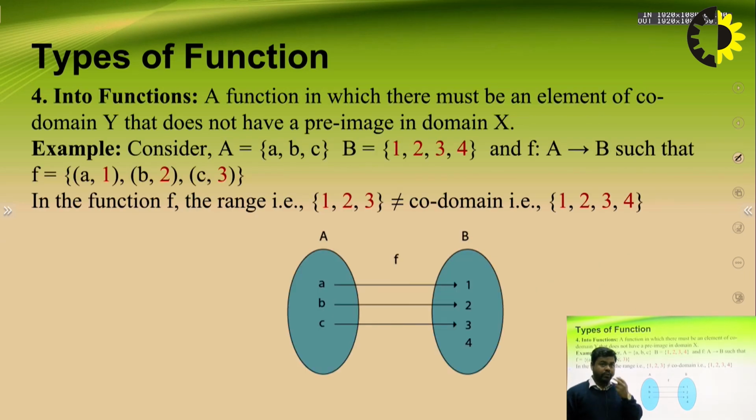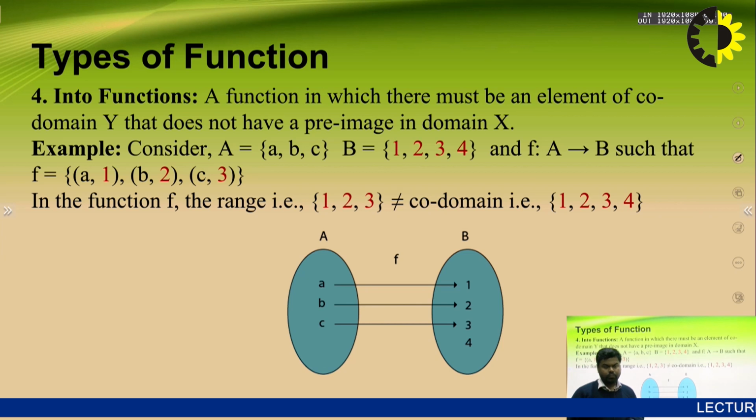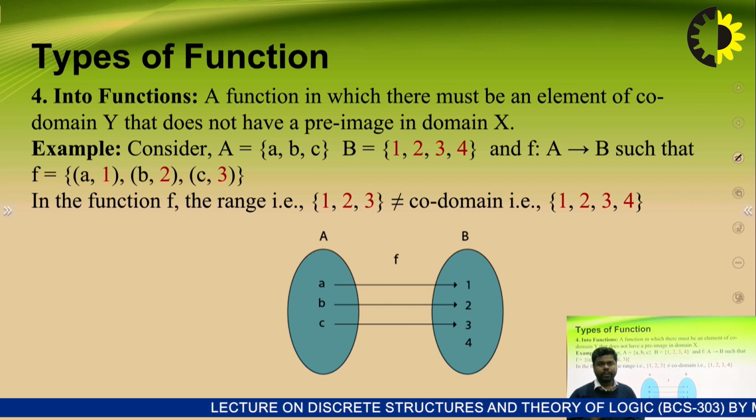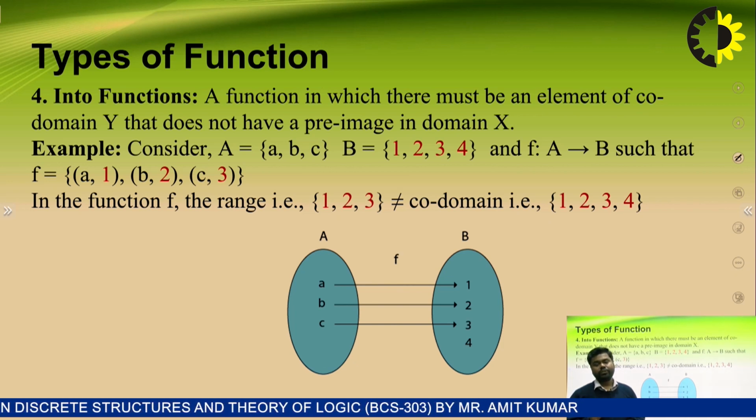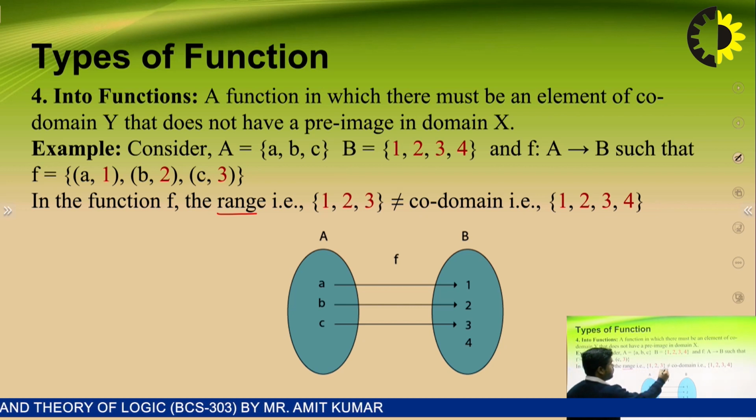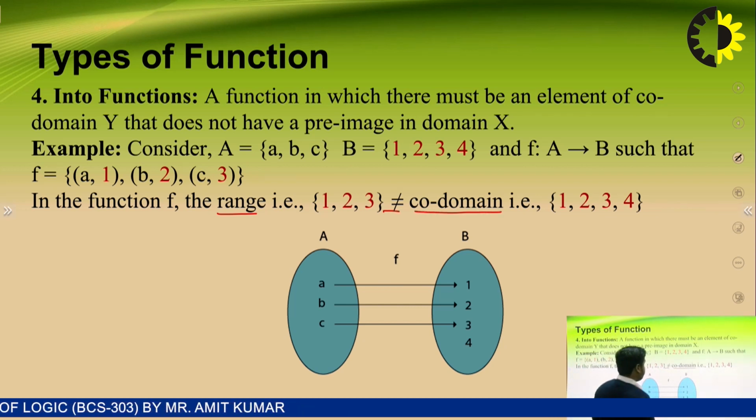Now next, into function. An into function is a function in which there must be an element of the codomain that does not have a pre-image in the domain X. In a simple statement I can tell you that the range of the function is not equal to the codomain of the function. This is a simple statement to understand what an into function is. So here the range is not equal to the codomain of the function.